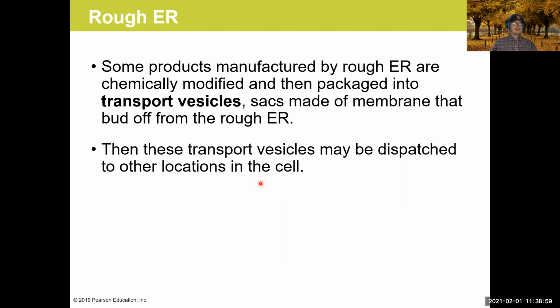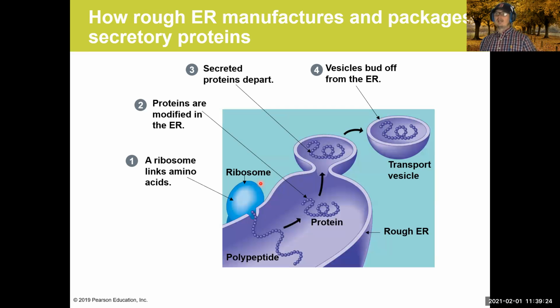And so the way that transport happens is there are transport vesicles that will take the products made in the ER and transport them around the cell or even outside of the cell. So again, you can think of those transport vesicles as cabs, cars, taxi cabs, buses, etc. And those transport vesicles will then be dispatched to other locations throughout the cell. Here's a figure where we see those transport vesicles.